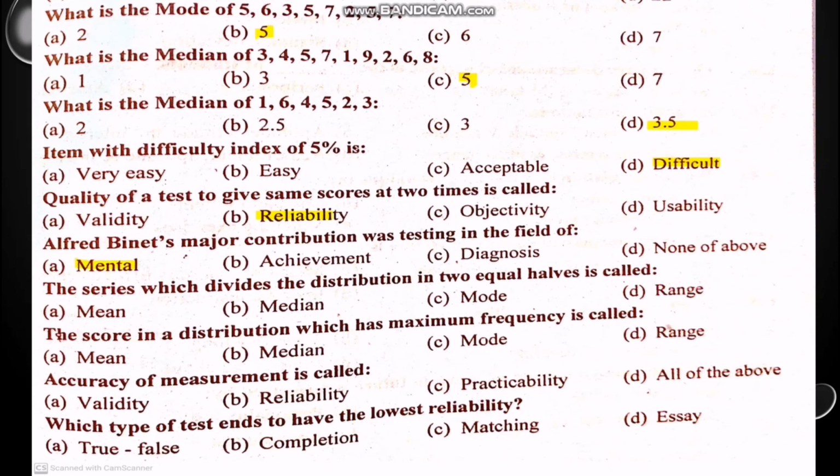The score which divides the distribution into equal halves is called mean, median, mode, range. So the right option is median. The score in a distribution which has maximum frequency is called mean, median, mode, range. So the right option is mode. Accuracy of measurement is called validity, reliability, all of the above. So the right option is reliability. Which type of test tends to have the lowest reliability? True-false, completion, matching, essay. So the right option is essay type.